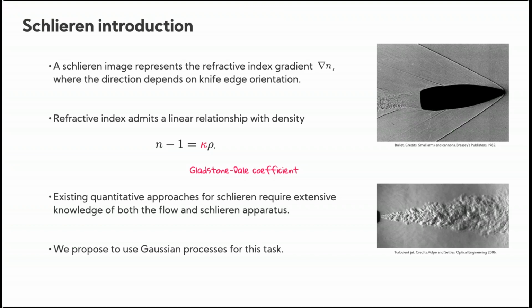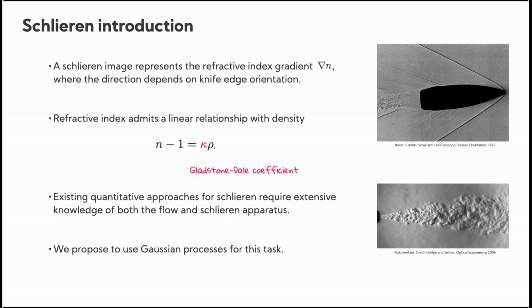Now, there are any number of quantitative approaches for extracting density values from Schlieren. So background-oriented Schlieren is just one approach. But it's fair to say that it requires both an extensive knowledge of the flow as well as a modification and detailed understanding of the Schlieren apparatus that's actually used for taking the images.